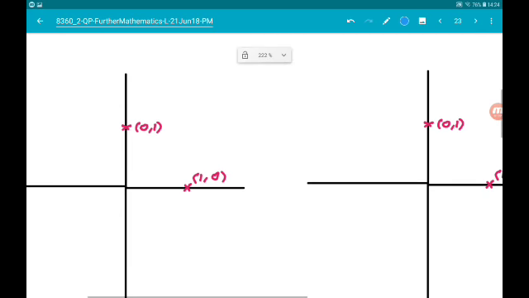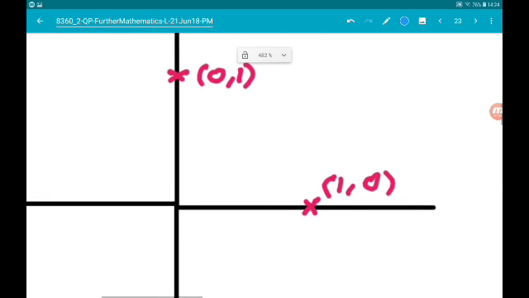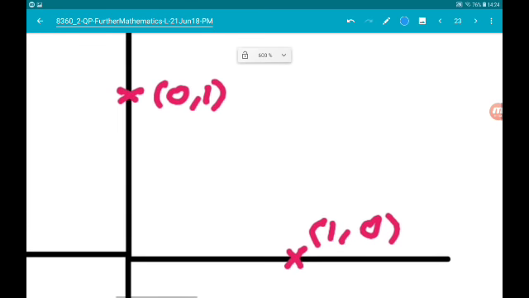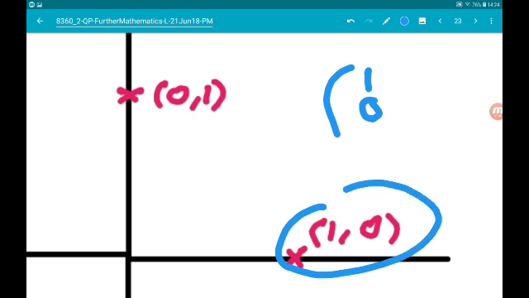So, we always start with these 2 points, 1, 0 and 0, 1. Now we put these points together in a matrix, so we always put 1, 0 first, so that's this guy, and then 0, 1. And then we see where these 2 points would move through the transformation.